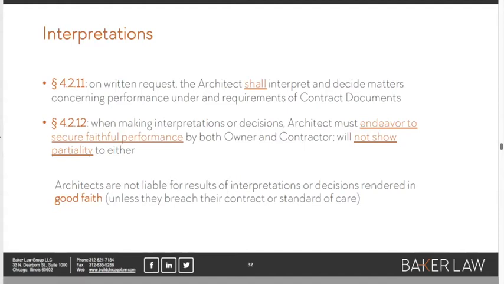There's language in the A201 which says that if the architect interprets the contract documents in good faith, it is not responsible for those interpretations, subject to the big caveat that as long as they don't breach their contract or violate the standard of care. And so the AIA has done what it can over the years to try to make sure that the architect is not in the pocket of the owner, even though that's the architect's client.